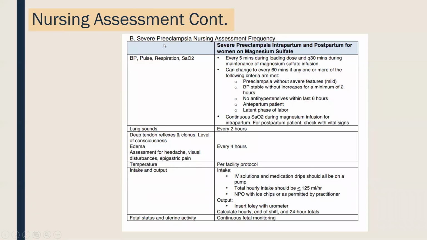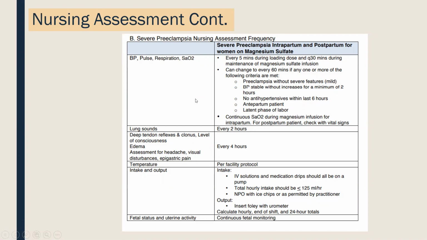So here is our severe preeclampsia nursing assessment frequency, and these are women on magnesium sulfate, and these are the recommendations. When they're getting that loading dose, they need to be looked at every 5 minutes. That means you're not leaving the room. And then it can change to every 60 minutes if these criteria are met, and we want continuous O2 sat monitoring while they're on magnesium.